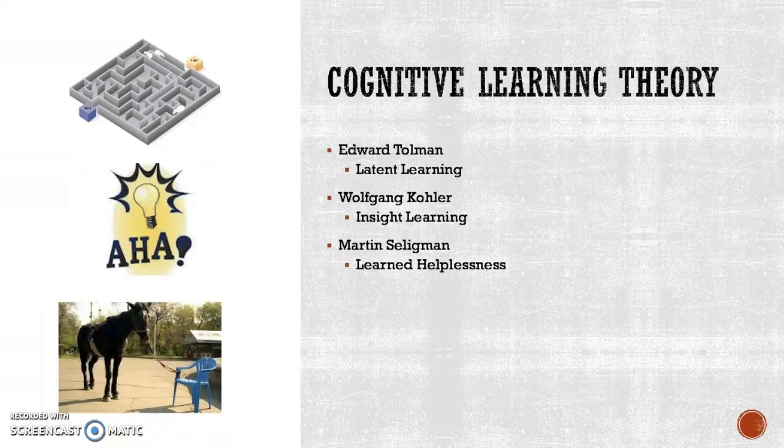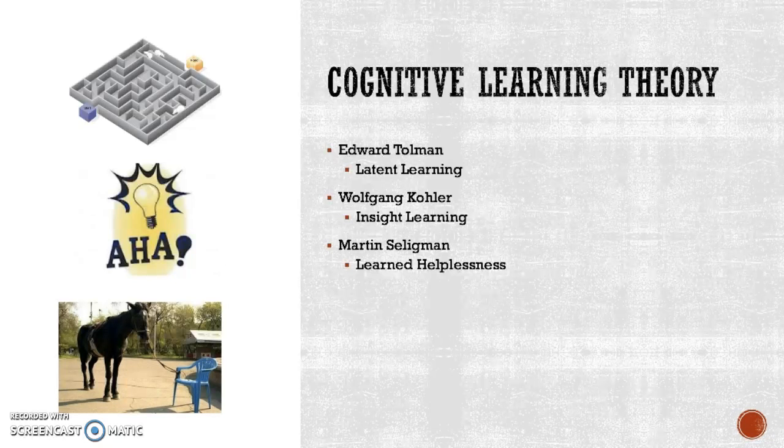Third is the cognitive learning theory. The cognitive learning theory was developed mostly thanks to Edward Tolman, Wolfgang Kohler, and Martin Seligman. Edward Tolman showed the concept of latent learning with his maze-running rats, a concept showing that even when we do not have to learn something, we still can store some of this knowledge and it can affect future behavior.